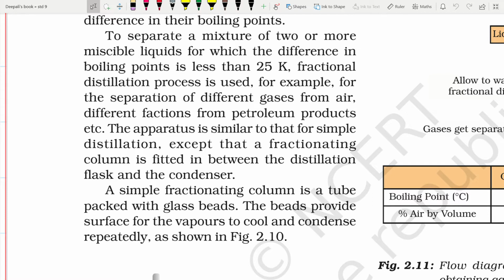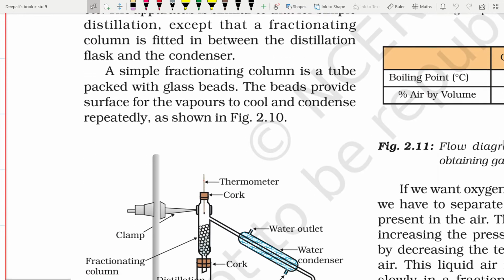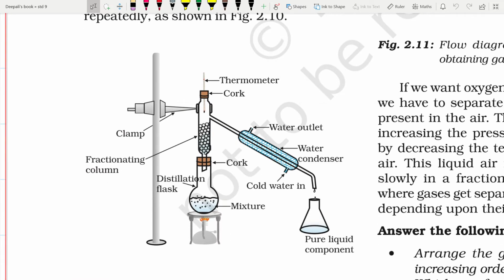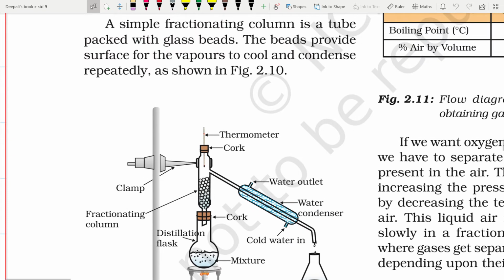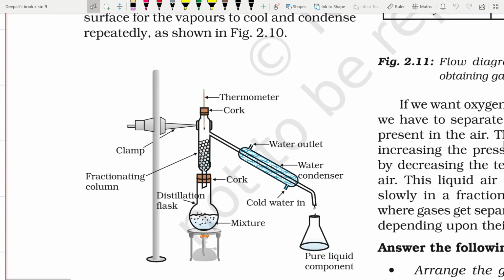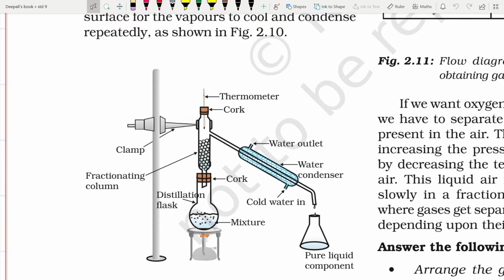A simple fractionating column is a tube packed with glass beads. There are various types of fractionating columns, but glass beads are used in general for small processes. The glass beads provide surface for the vapor to cool and condense repeatedly as shown in the figure. The setup is the same, only we add one more fractionating column there, which is again attached to the condenser.